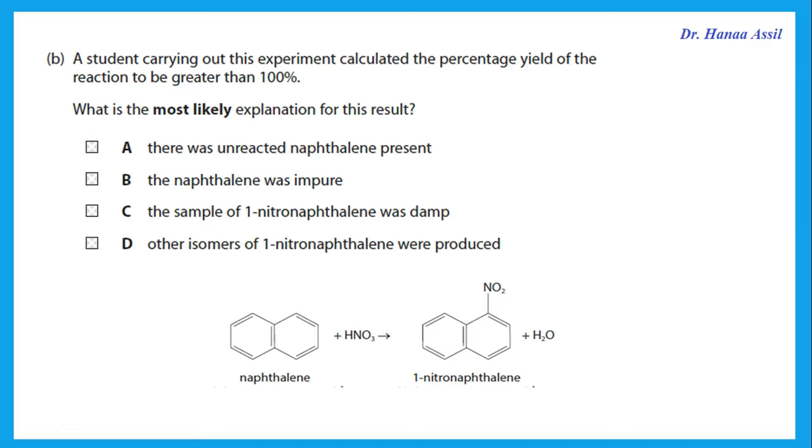If the sample of the product was damp, yes. If he did not dry the product properly before weighing, then the mass that he gets of the product will be too high. Again, if we choose D, other isomers were produced. Well, if other isomers were produced, then he should get less, not more than what he should get. So the only choice that would give him more than he should get is if what he weighed at the end was damp.